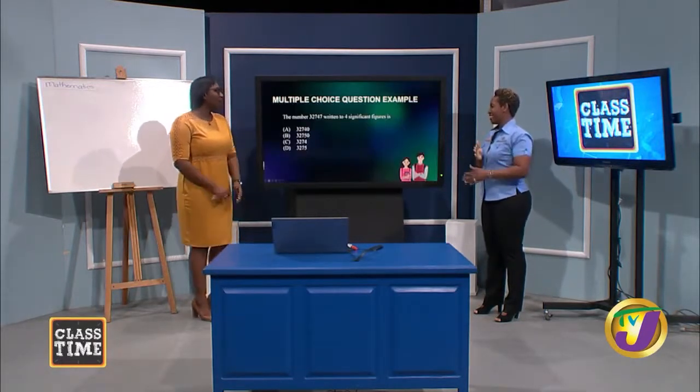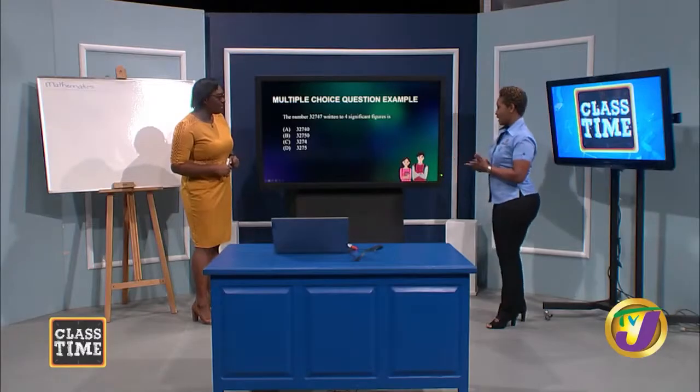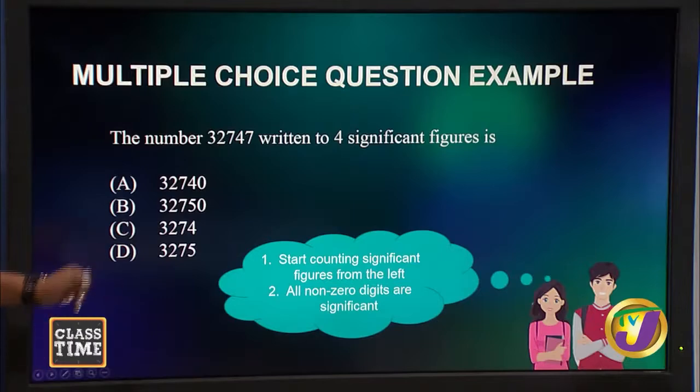Here we have a question. The number 32,747 written to four significant figures. So I'm going to write 3,274 because I'm just going to drop off that 7. Why can't that work? Let's have our friends help us. On the screen we see our friends Jenny and Jack. Jenny and Jack are here to help us today.